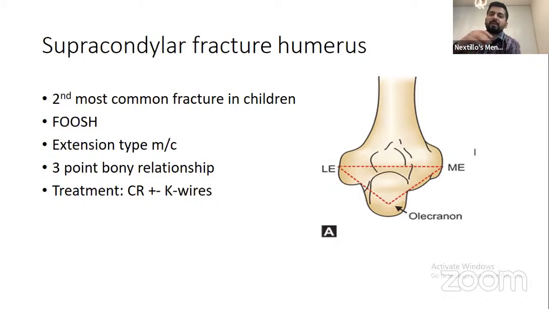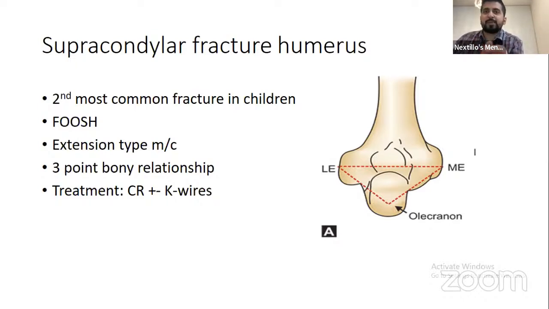Now, always remember that the fracture displacement is based upon the distal fragment. So, if the distal fragment has gone backward or forward, whether it is in extension or in flexion, that is what determines the type of fracture. So, extension type means that the fracture, we'll discuss it in the coming slide.